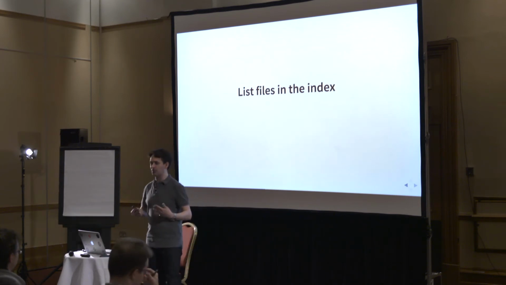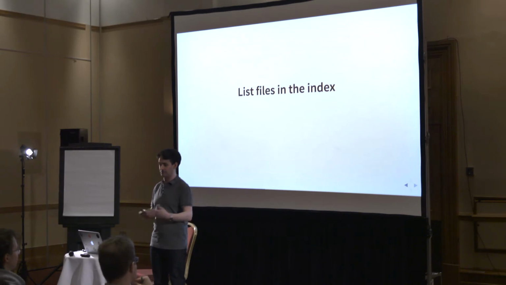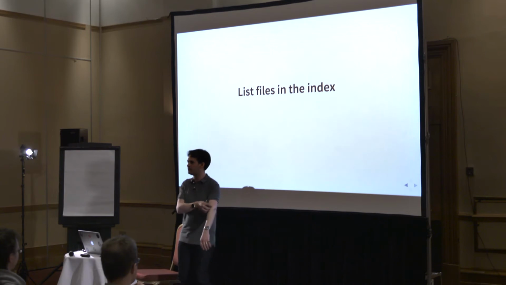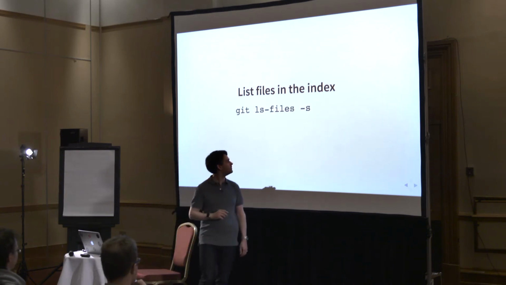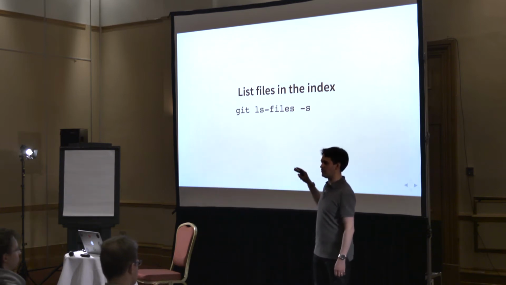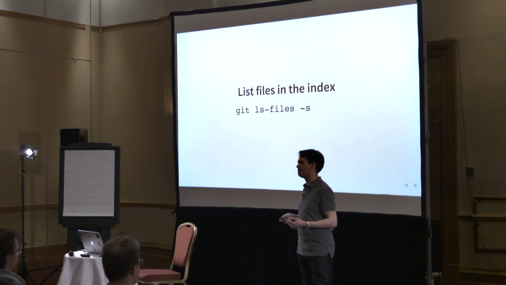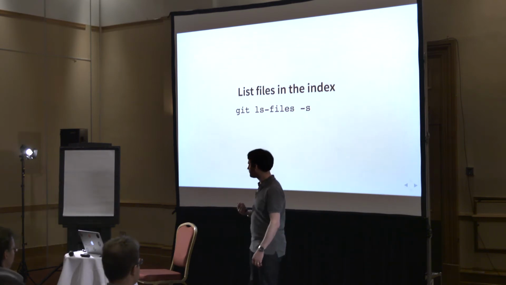Cool. So one thing that's quite useful if you want to understand the index is to be able to list out what is in your index. I think I've mentioned it before. Is anybody familiar with that? ls files. And ls files minus s gives you a list of not only the paths but the ID and mode as well. So it's the closest representation to the user-facing aspect of the index.